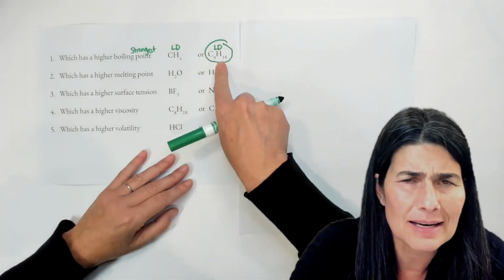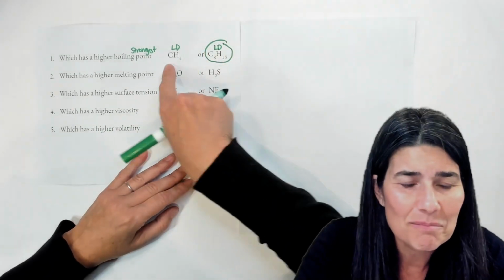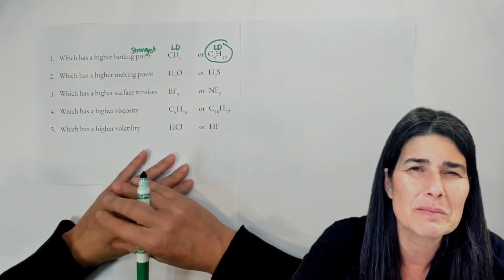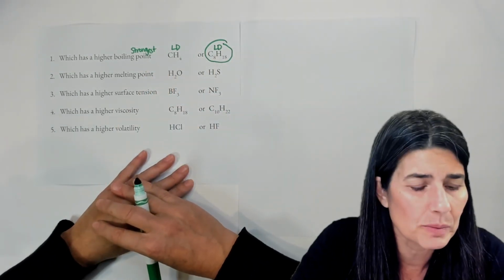And in fact, octane, gasoline, is a liquid. Methane is a gas that comes out of your Bunsen burners. All right, let's try another one.